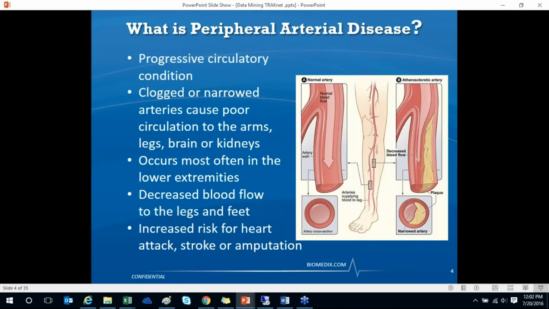Peripheral arterial disease is a progressive circulatory condition. It results in clogged or narrowed arteries, which leads to poor circulation to the arms, legs, brain, or kidneys. Peripheral arterial disease occurs most commonly in the lower extremities, which leads to decreased blood flow in the legs and feet. Additionally, it does increase one's risk for heart attack, stroke, or amputation.